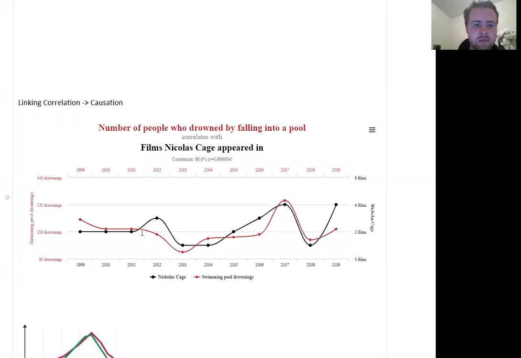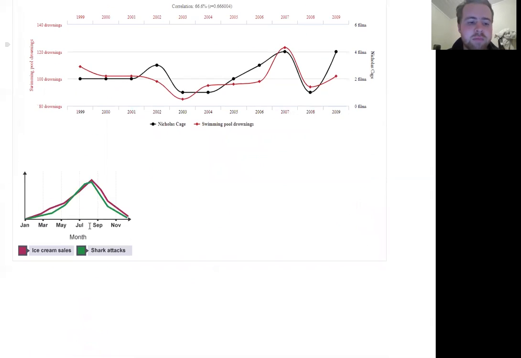Here's a kind of funny example. We have the number of people drowned by falling into a pool in the red graph, and then we have films Nicolas Cage appeared in. You can see here they actually match fairly well. When Nicolas Cage appears in a film, it seems that more people drown in pools. Now, obviously, this is absurd. So it's important that we don't look at a graph and immediately say, oh, because they're correlated, one must be causing the other.